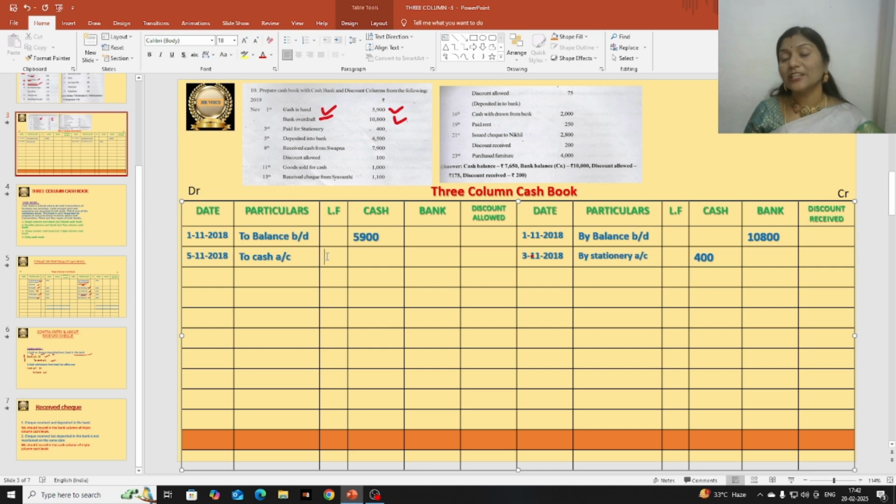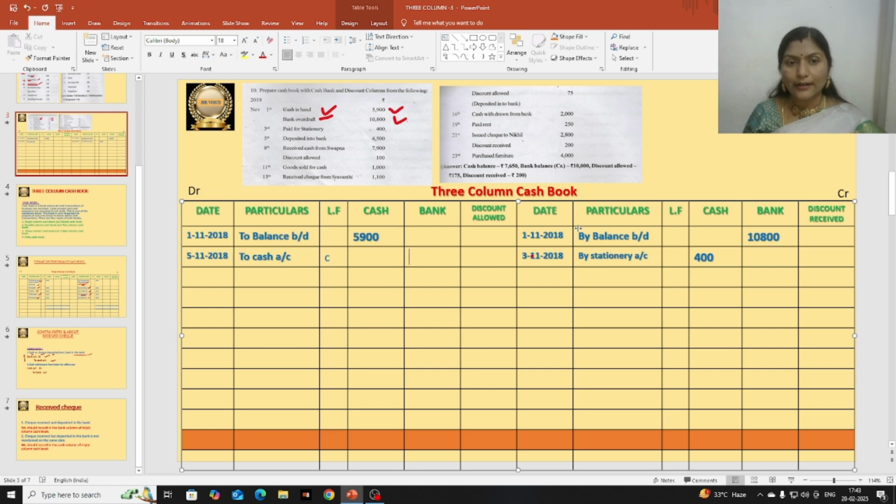Whenever we post any contra entry transaction, we should mention the letter C in the LF column, so that everyone will understand that it is a contra entry we posted two times. Let me write C. Next, after this, in which column should the amount be recorded? Bank column. In case of contra entries, if you write cash, we will put the amount in the bank column. If you write bank, we will put the amount in the cash column.